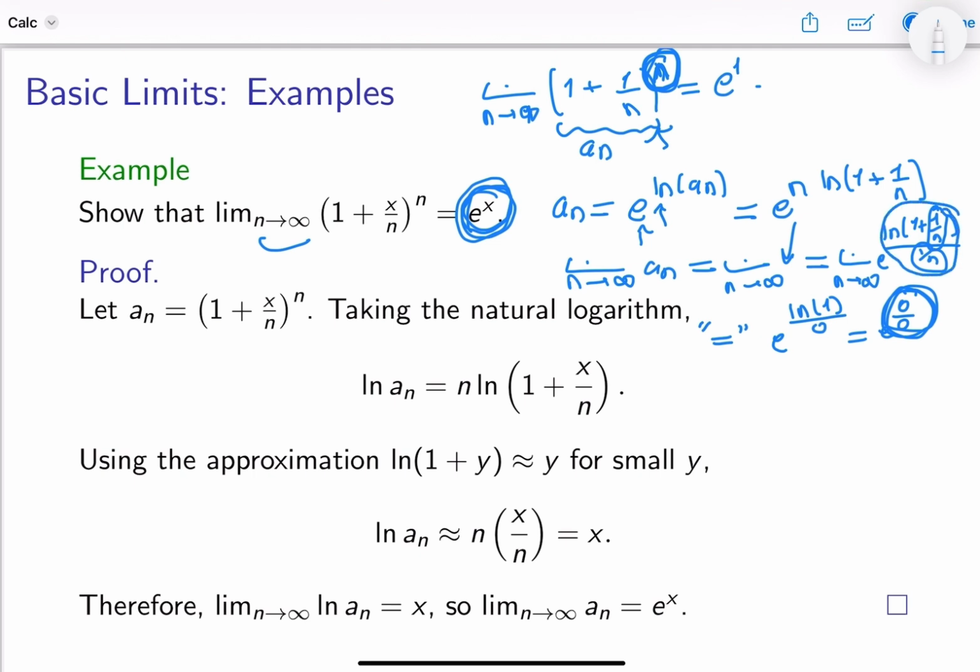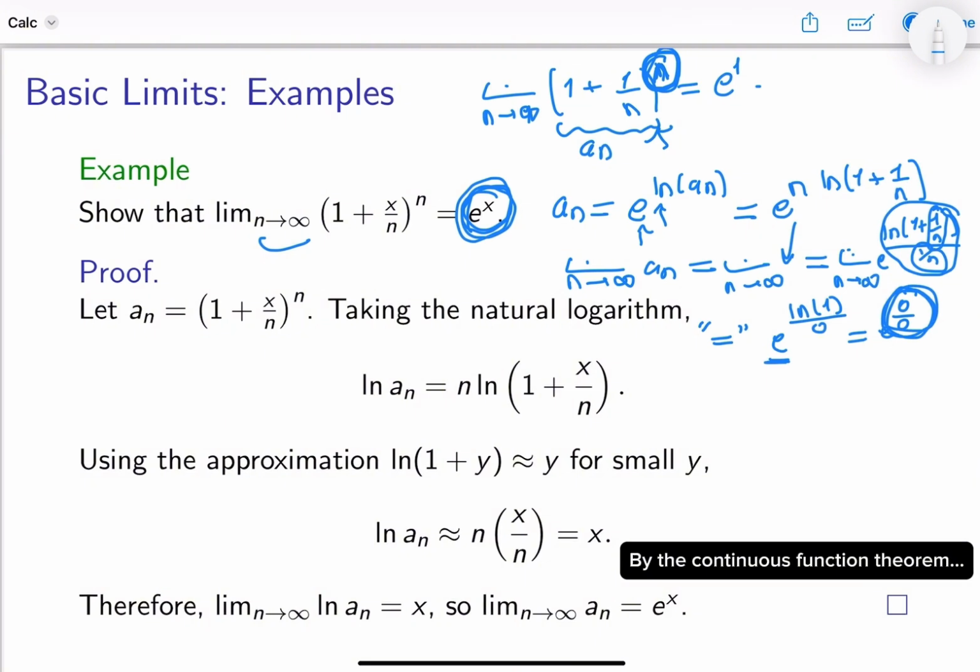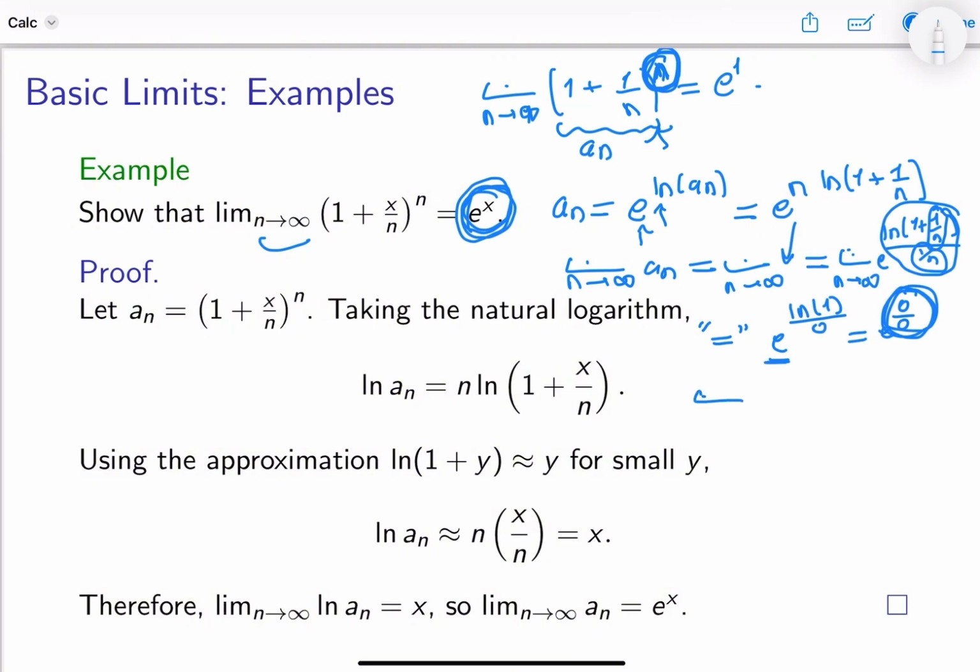And why are we allowing ourselves to pass the limit to the exponent? Well, it's because the exponential function is continuous. And when the function is continuous, I remind you, you're allowed to pass the limit in, right? So what we want to do now is compute the limit of the log of 1 plus 1 over n over 1 over n as n tends to infinity. Because if we can find what this is, we can just plug that as a power of the exponential function, and this would be our answer.